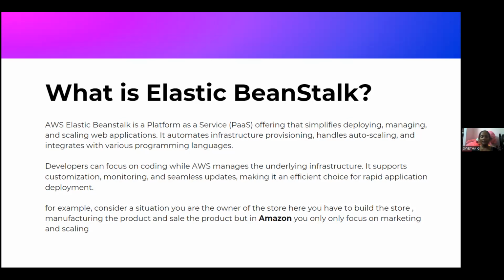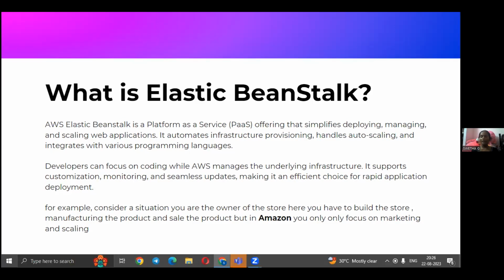For example, consider the same example. When you are the owner of the store, you have to create your store by hiring the staff, creating the store, and marketing and selling the product. These are the things we have to do on our own. It is not like that in Elastic Beanstalk. We don't have these steps. We only focus on the code rather than the implementation process, like infrastructure, environment, and environment type. These are the things we need not consider. Example, Amazon. In Amazon, we only focus on the marketing and scaling. We need not focus on the infrastructure.